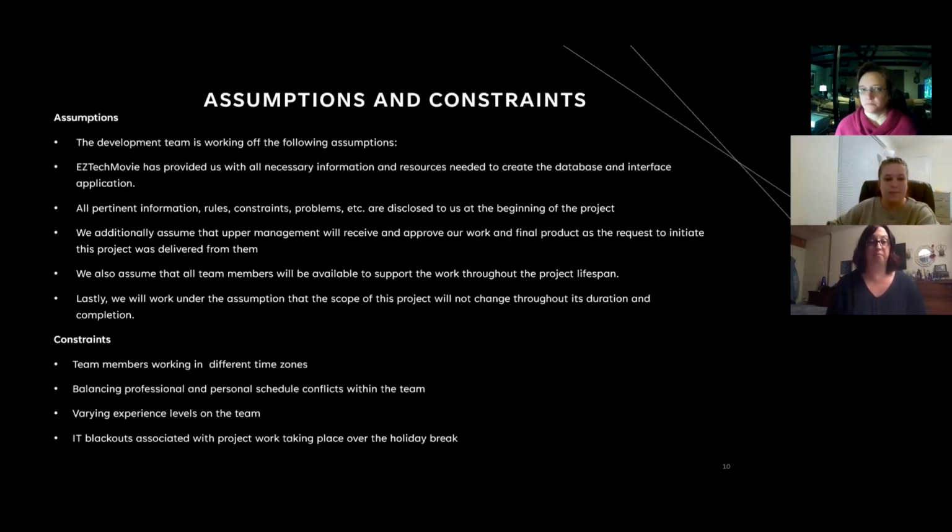In terms of assumptions, we will assume that the availability of the development team will be manageable. The scope of the project will not deviate from the original alignment, and we also assume that this project will be well received by the upper management as they requested the work.